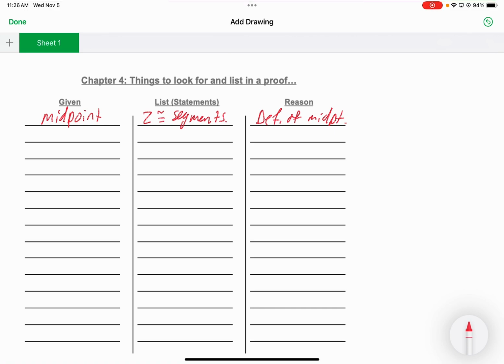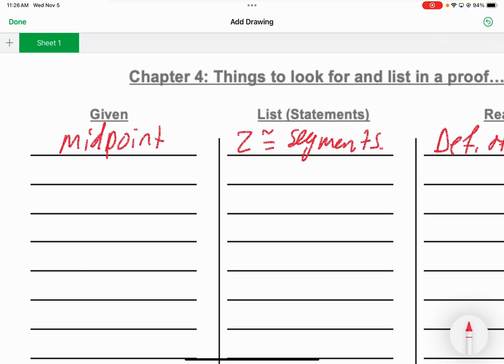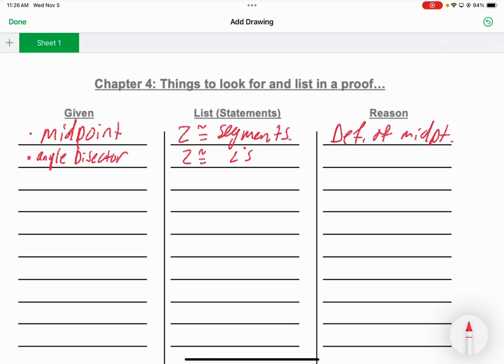Okay? What's another common vocab word that you guys have seen as a given? Or any other type of given you might have seen? Do you want to do segment or angle? Okay, so let's say you were given an angle bisector. What does that mean if you're given an angle bisector? So two congruent what? Angles. Good. All right. And then what would our reason be? Definition of angle bisector.